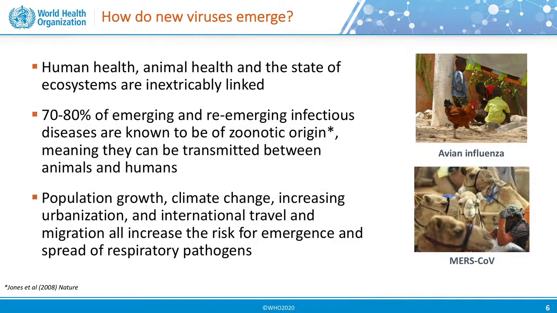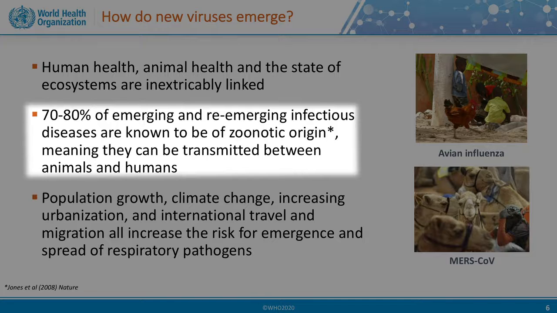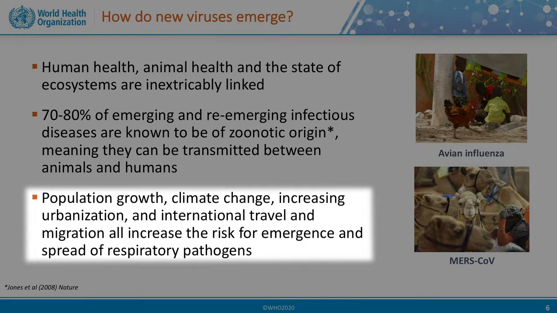So how do these viruses emerge? So we know that human health and animal health are linked. And it's been estimated that between 70 and 80% of emerging and re-emerging infectious diseases are known to be zoonotic. And that means that they can be transmitted between animals and humans. Some examples on the screen here are avian influenza, which comes from poultry, and MERS coronavirus, which comes from dromedary camels. And there are many reasons why we are seeing an emergence of viruses. This includes things like population growth, climate change, increasing urbanization, and international travel.